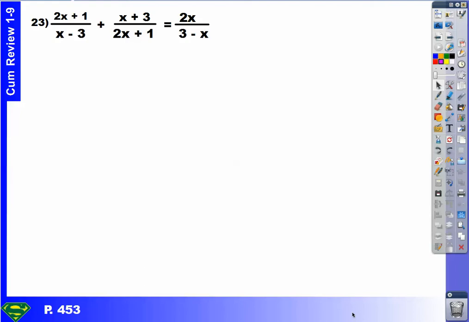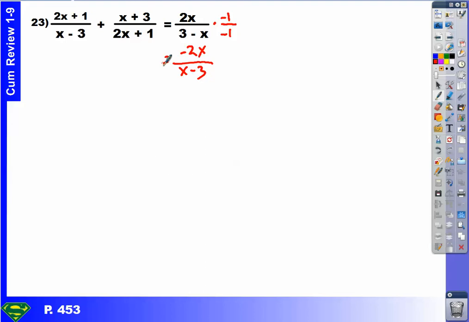Now the first thing I noticed in this problem is we have the binomial x minus 3, and then over here we have the binomial 3 minus x. We really want them to be the same. That makes our life much, much easier. So to accomplish this, I could multiply this whole thing by -1 over -1. So that will leave me negative 2x over x minus 3. And that's equal to this whole thing here.